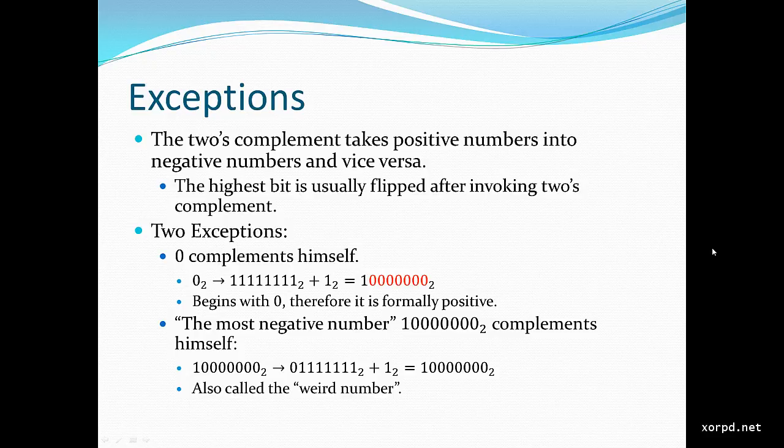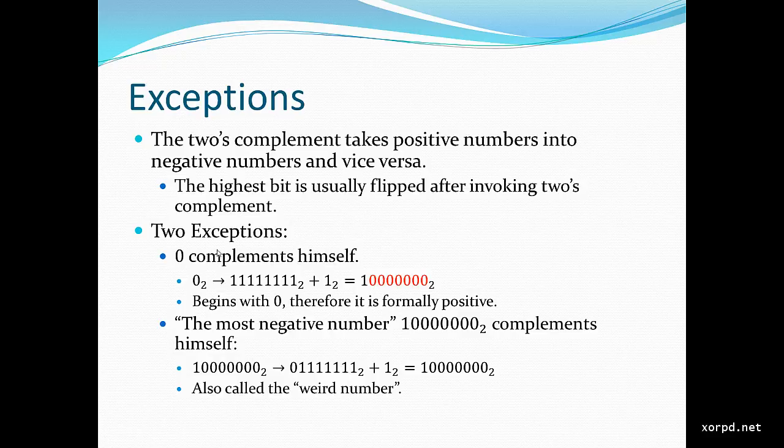Some exceptions. The 2's complement takes positive numbers into negative numbers and vice versa. And we could say that the highest bit is usually flipped after invoking the 2's complement. There are 2 exceptions for that. If we look at the number 0, an interesting thing to see, maybe for example here if we work in the world of 8 bits, that 0 complements himself. 0 is going to complement himself in the world of every number of bits.